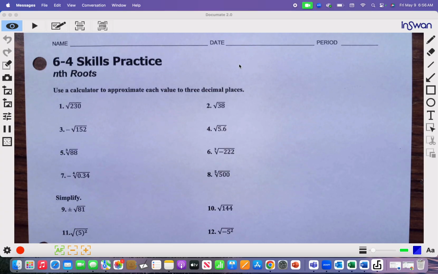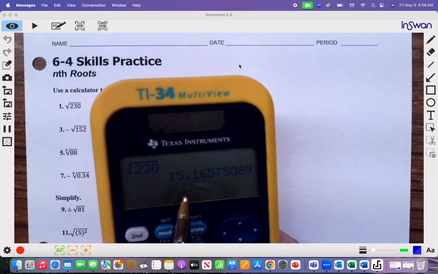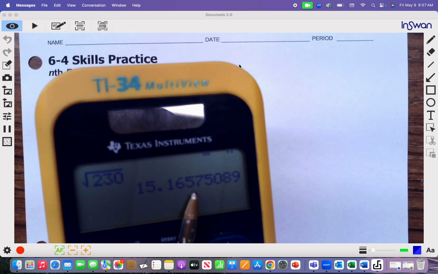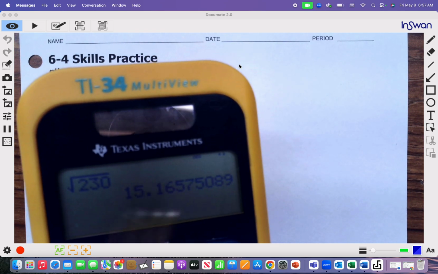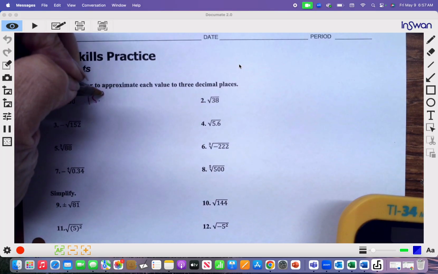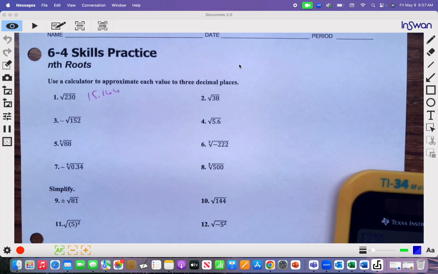So when we do that, for 230, when we're rounding it, we are going to go out 1, 2, 3 places. So we either keep that 5 or it goes up 1. Because there's a 7 next to it, it makes it go up to a 6. So we have 15.166 for that one.